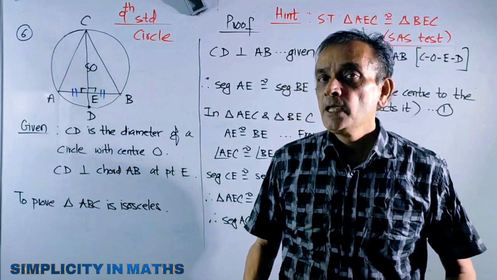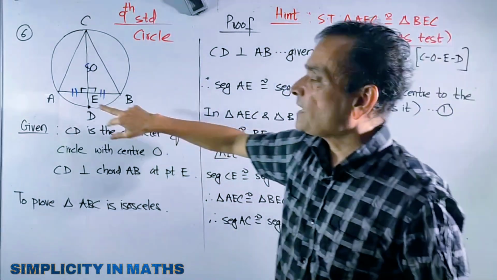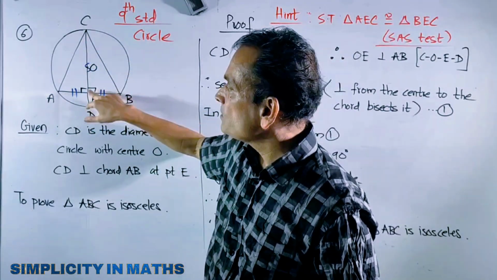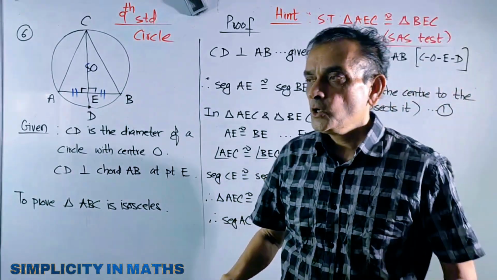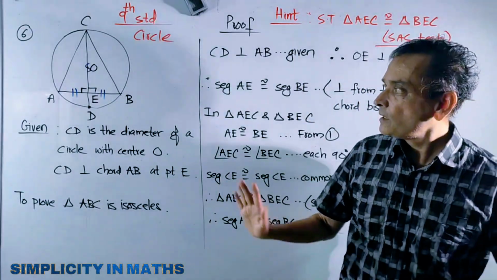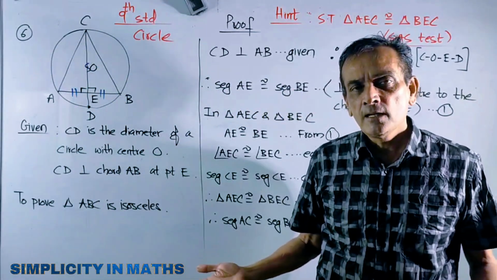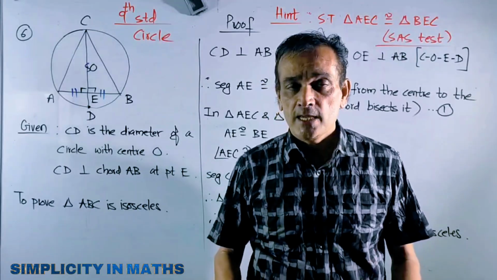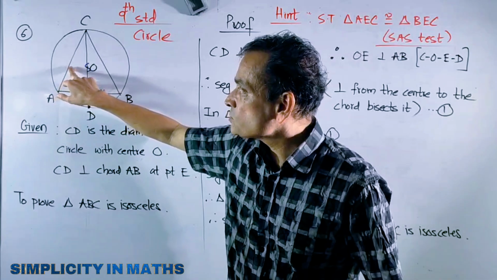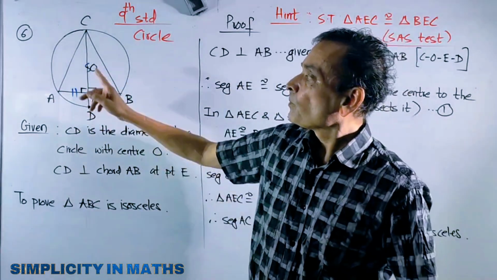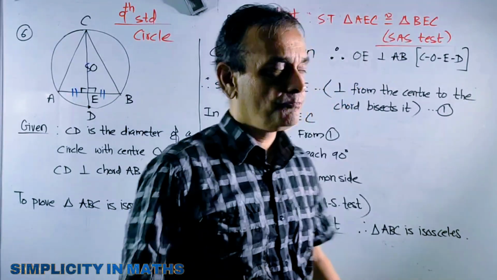ऐसा think करना है. इसीलिए first of all, what is our hint? Show that triangle AEC congruent to triangle BEC by SAS test. If you show those two triangles congruent, then AC congruent to BC, CSCT. Quite simple, आसान सी बात है. So that is how your thinking process should be. Isosceles triangle means two sides are congruent, and because you want to show these two sides congruent, you are going to show these two triangles congruent. Right? That is how you should think.